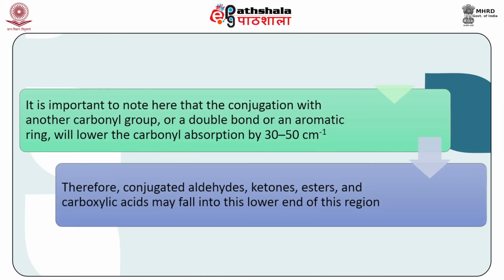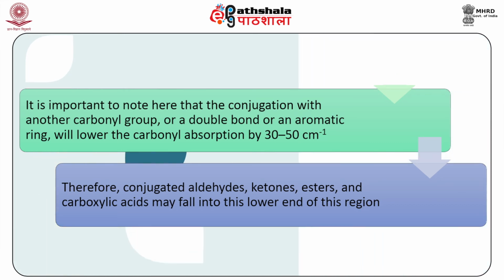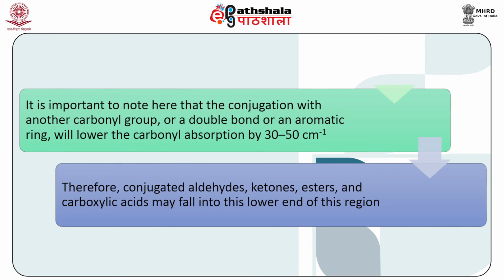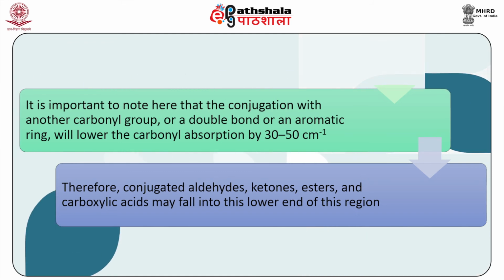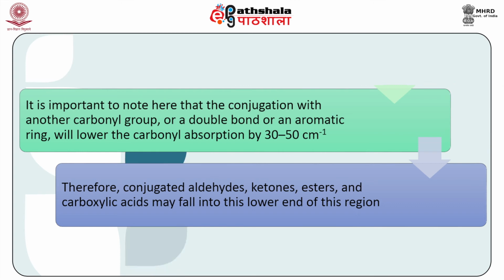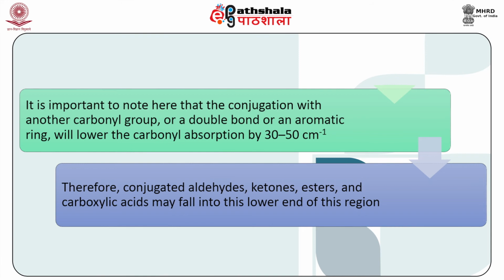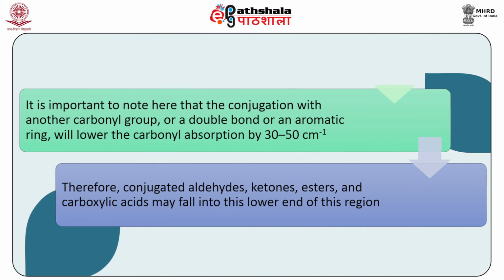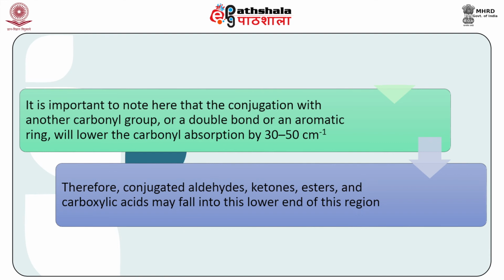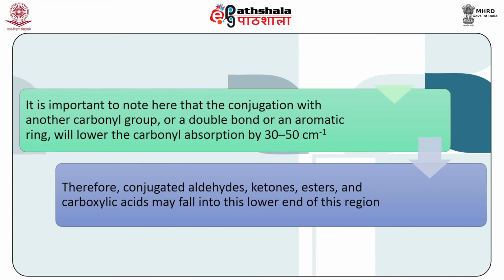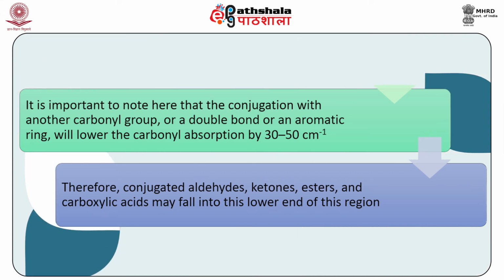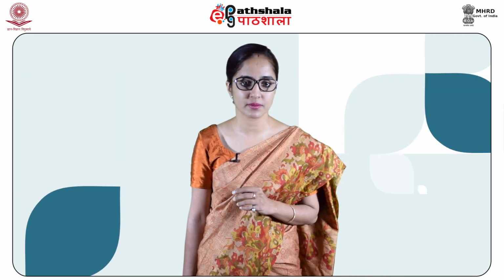It is important to note here, students, that conjugation with another carbonyl group or a double bond or, say, an aromatic ring will lower the carbonyl absorption by only 30 to 50 cm⁻¹, but that is also enough to let you distinguish that. Therefore, conjugated aldehydes, ketones, esters and carboxylic acids may fall into the lower end of this region in case they are aromatic. Now let us consider the absorptions in the region 2300 to 1990 cm⁻¹.